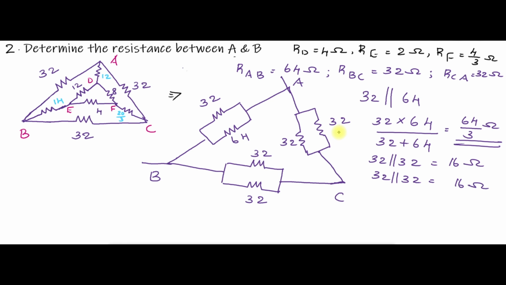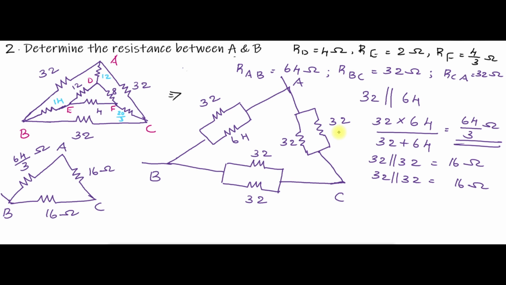Now you have to replace this circuit in this manner: 64 by 3, 16 and 16. You have to draw it neatly. 16, 16. A, B, C.